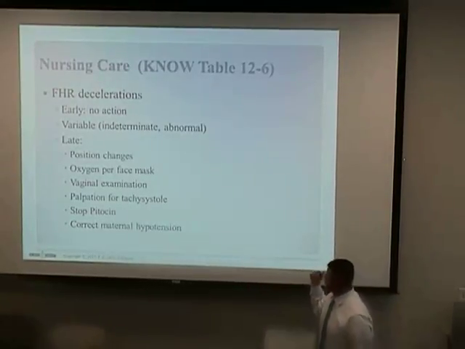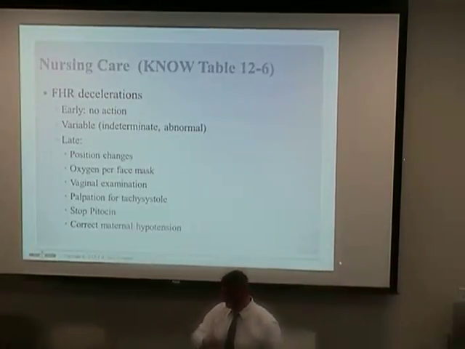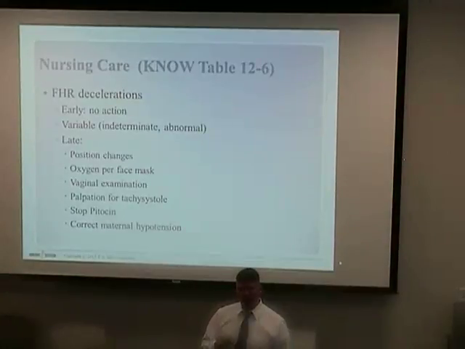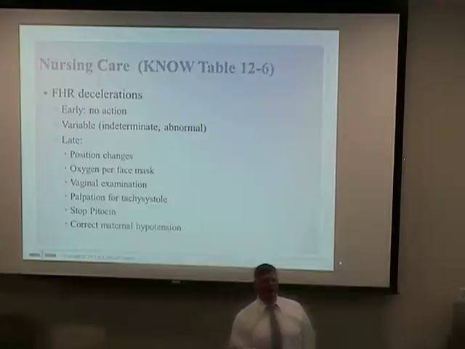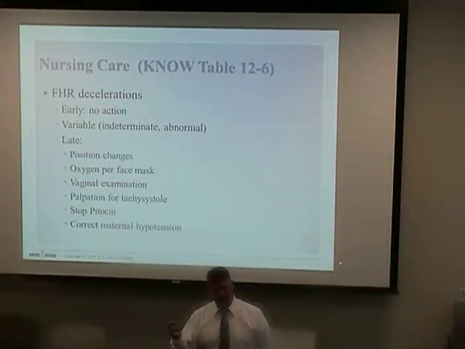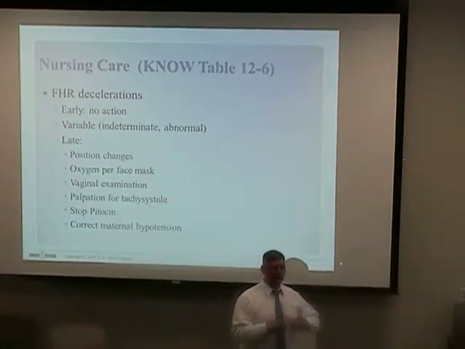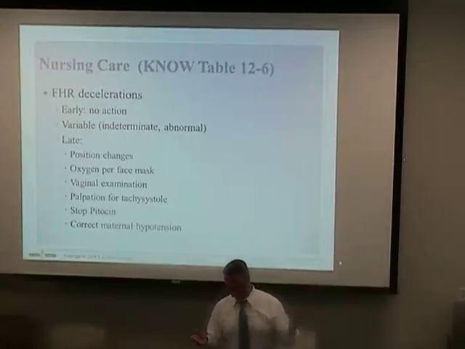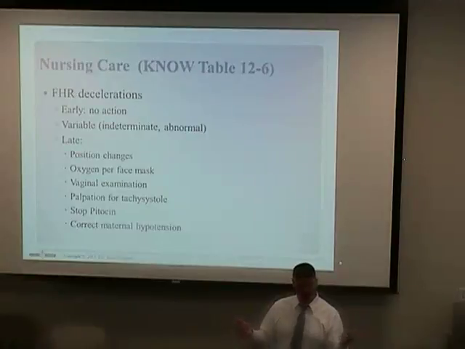Now there's variable deceleration. Variable decelerations are visibly apparent. Actually, I've said acute once or twice, but the word is abrupt onset. If you said acute, I'd give you credit for it, but it's actually abrupt onset decrease in the fetal heart rate, irrespective of the contraction. They happen randomly, depending on what's going on inside the uterus. Since we can't see inside the uterus, we can't predict them.